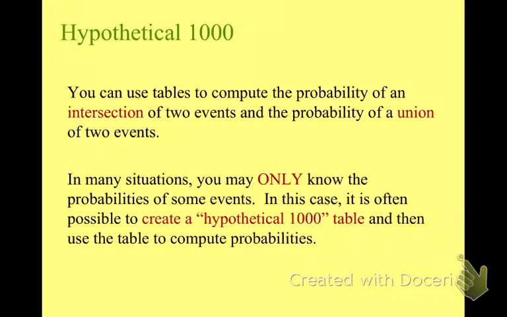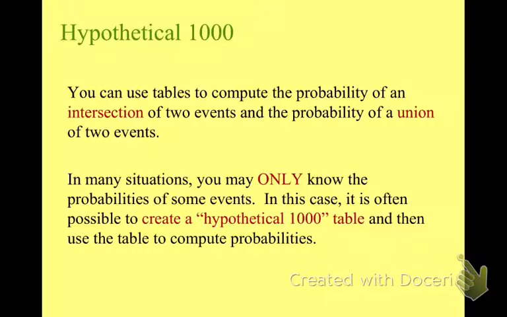In many situations, you may only know the probability of some events, and then you have to solve for the other ones. So creating a hypothetical 1000 and using a table to compute is usually going to be the best way. And I'll go over this more with you next class too, because I think this just takes a little bit more practice.